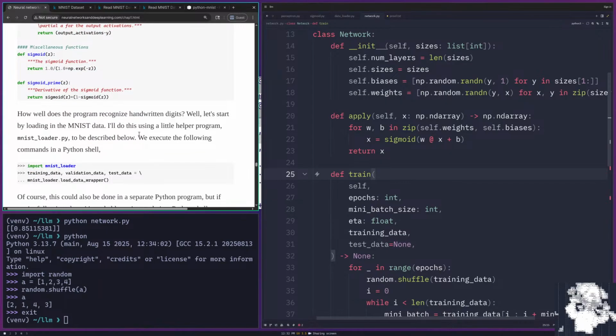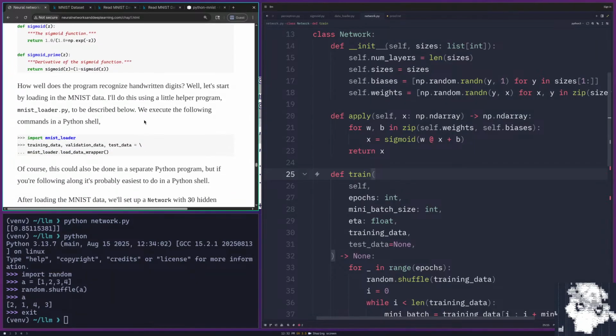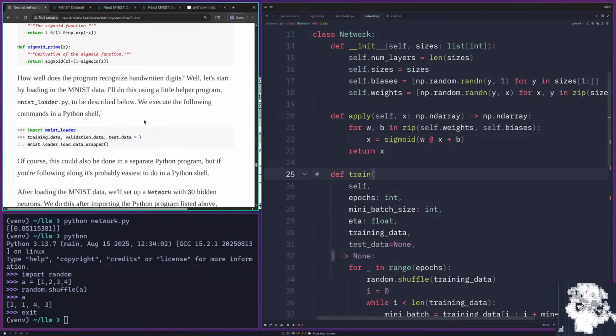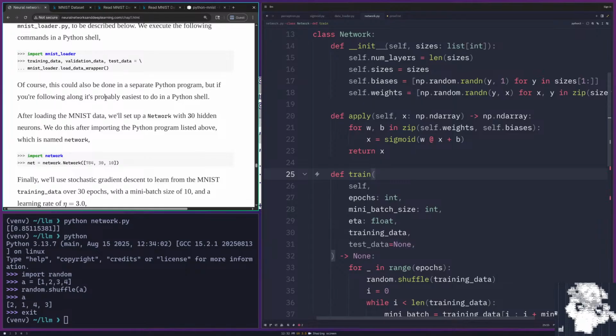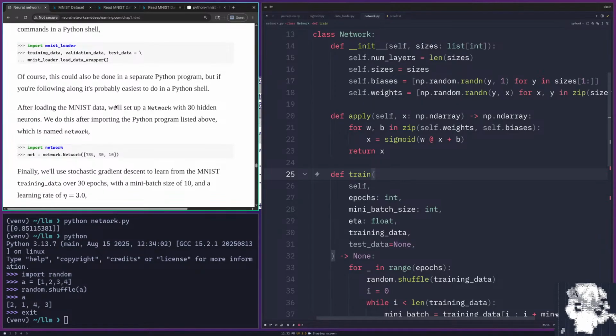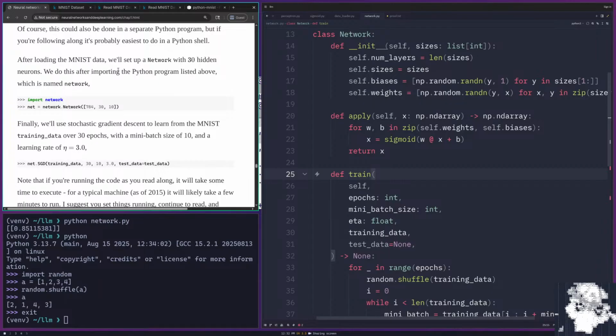How well does the program recognize handwritten digits? Well, let's start by loading the MNIST data. I'll do this by using a little helper program, mnist_loader.py, to be described below. We execute the following commands in a Python shell. Import mnist_loader, get the data. Of course, this could also be done in a separate Python program, but if you're following along, it's probably easiest to do in a Python shell. After loading the MNIST data, we'll set up a network with 30 hidden neurons. We do this after importing the Python program listed above, which is named network.